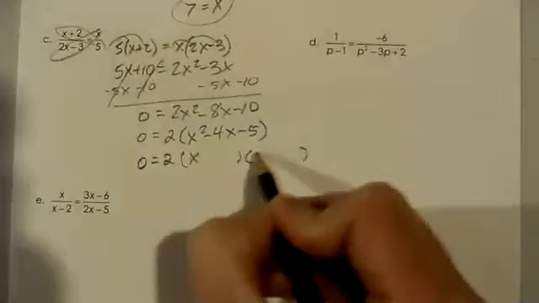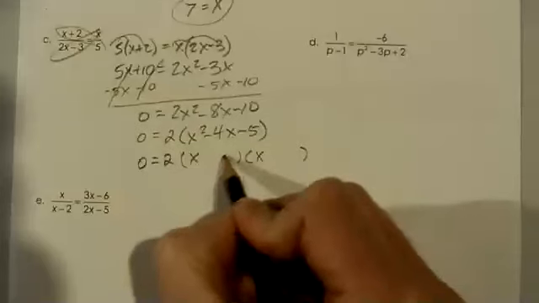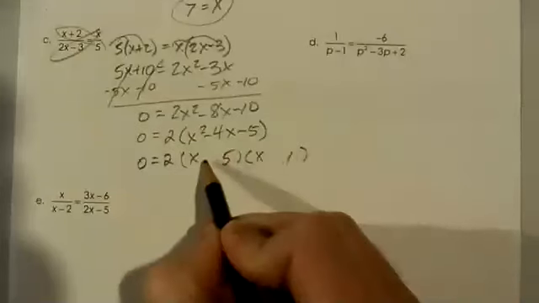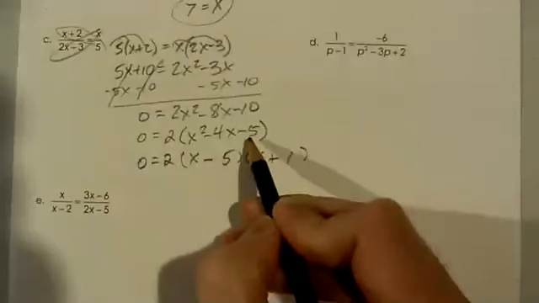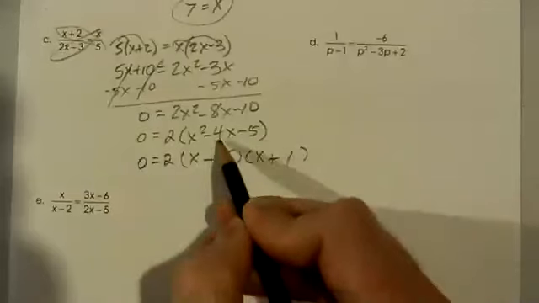So we get x and x. We get 5 and 1. It multiplies to be -5 and a +1. That'll multiply to be -5. That'll add to be -4.